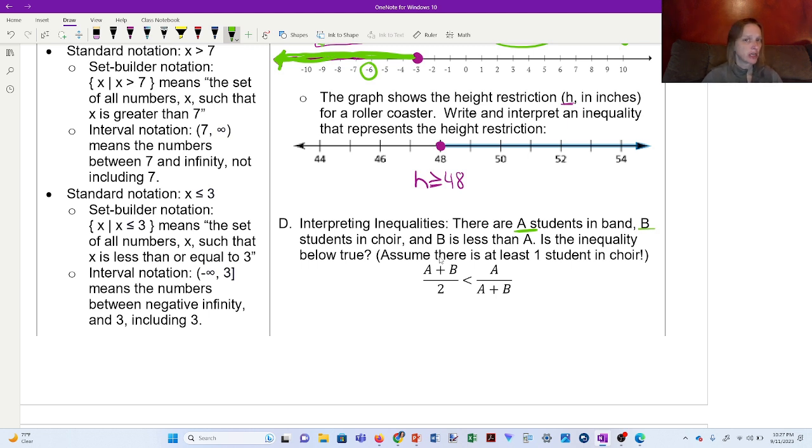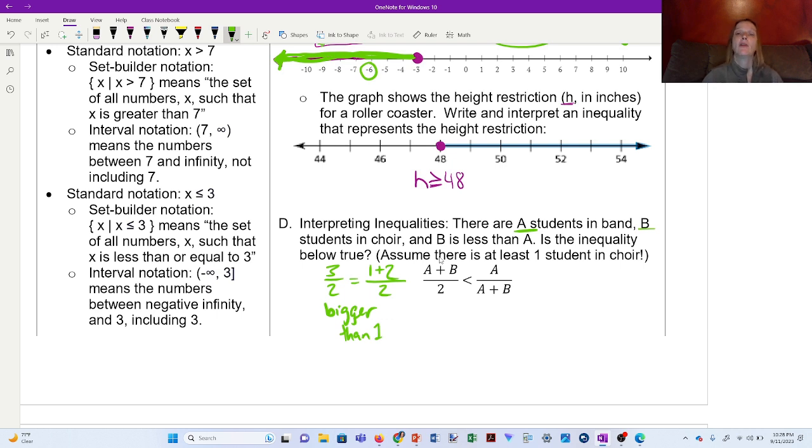If this were just a generic inequality, if I didn't tell you what the values for A and B were, then you would have no way of knowing if this was a true statement. But because I know that A and B are both whole numbers, they're positive numbers, I do have a bit more information here to go on. So at least one student in the choir. If there's one student in choir, then there has to be at least two people in band. So at the very smallest, my numerator here is 1 plus 2. My denominator has to be 2. So at the very smallest, my first value would be 3/2. This is a number bigger than 1. We have a value bigger than 1 over here.